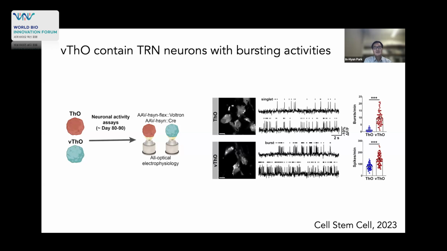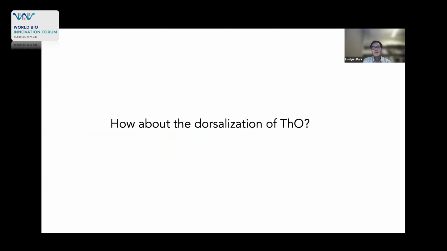Right now, we are trying to assemble the thalamic organoid with the ventral thalamic organoid to understand the interaction of excitatory neurons in the thalamus and the GABAergic neurons in the TRN and the ventral thalamic organoid. Especially, this connection is really important for epilepsy as well as some other neuropsychiatric disorders. So we are trying to model those diseases by using this model. Then how about the dorsalization of the thalamic organoid?